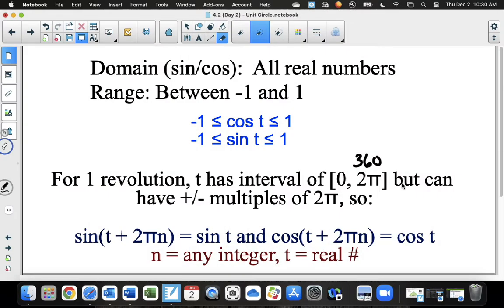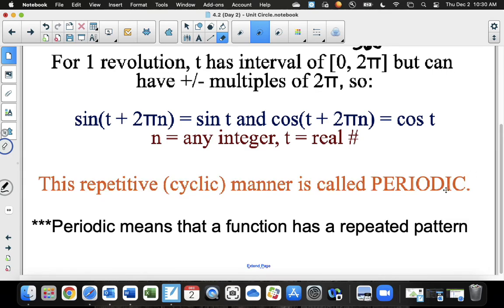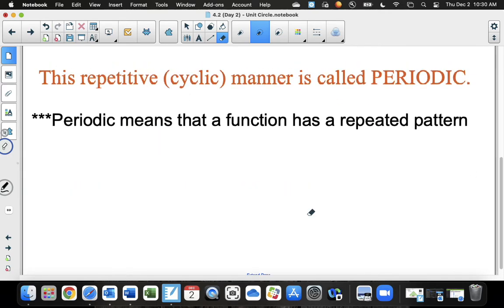And the terminology for this is that it is called a periodic function. So, 2 different ways to explain it. That repetitive or cyclic manner is what is called periodic. Periodic means that a function has a repeated pattern, where you can go around the circle, and then again, and again, and again, and still get the same answers over and over and over again. That is called a periodic function.